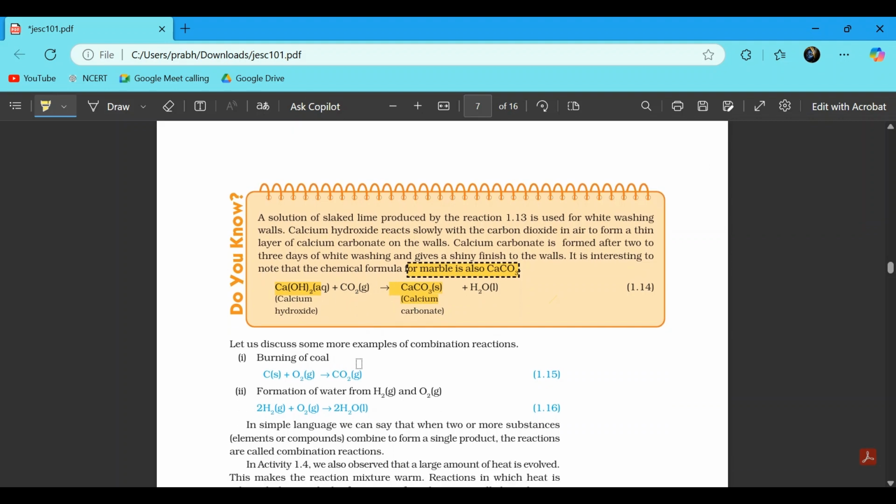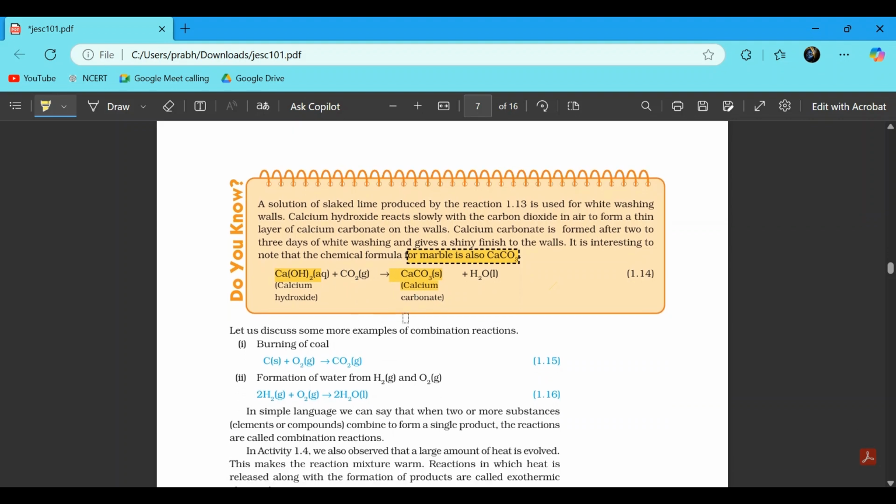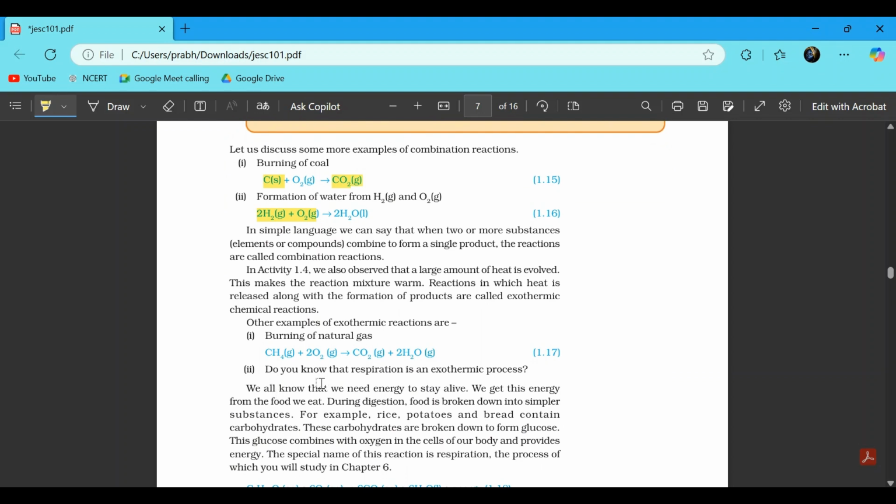Okay, now learn more examples of combination reaction, like burning of coal. Coal is carbon. Carbon reacts with oxygen and forms CO2. CO2, you know, is a gas. And the formation of water: what happens when H2 reacts with O2? It forms H2O. You have to balance it, because here it is 2 and here it was 1, so you multiply by 2. Then the hydrogen portion becomes 4, so you also have to multiply here by 2. So this is how it is done. Remember all these examples.